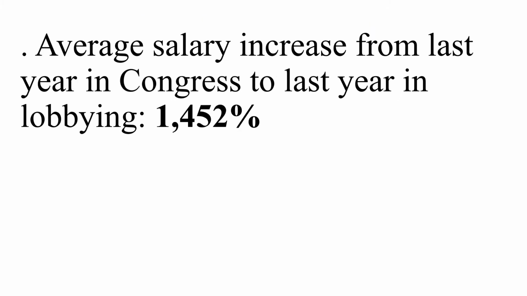Average salary increase from the last year in Congress to the last year in lobbying was a whopping 1,452% in 2018 in the United States. So a 1,452% increase in salary when one person doesn't run, so his term expires, he doesn't run in the next election, and he joins a lobbying firm, and he would be increasing his income by 1,400%.